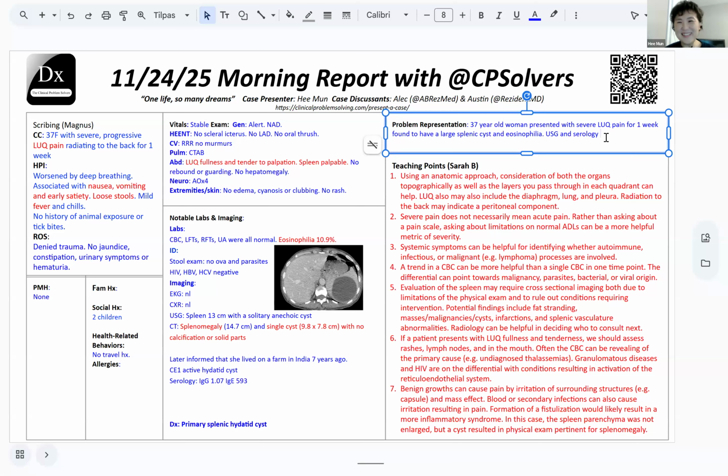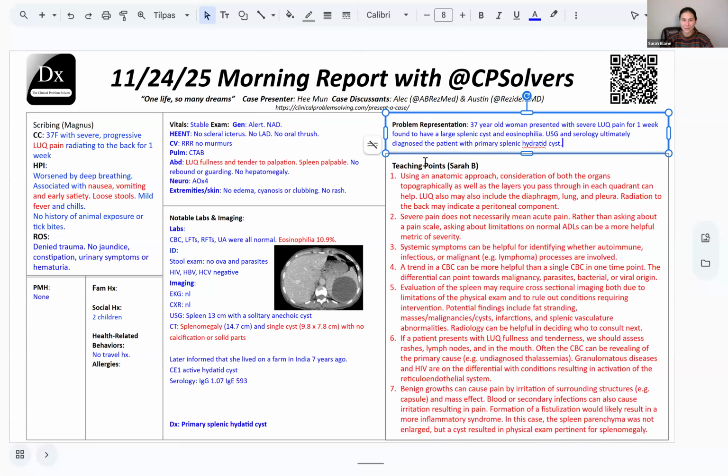Thank you so much for a wonderful discussion, Austin, Alec. Thanks so much, Hima. Really appreciate the case. Excellent learning. And yeah, thanks to Magnus for doing the scribing. And Austin, if any final reflections, otherwise we can pass it to Sarah for the teaching points. No, let's hear Sarah's excellent teaching points.